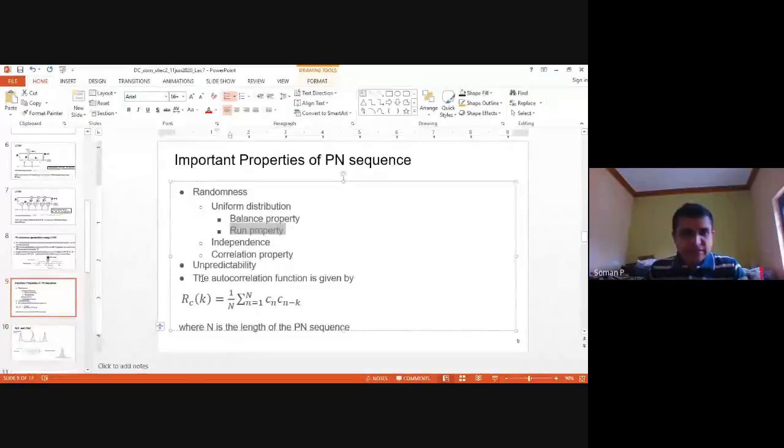This is a binary sequence, that's why we have represented it in summation form. Otherwise, in the continuous form, the autocorrelation function is the integral of x of t times x of t minus tau dt. The autocorrelation function basically measures the similarity between one portion of the sequence with respect to other portions of the sequence.